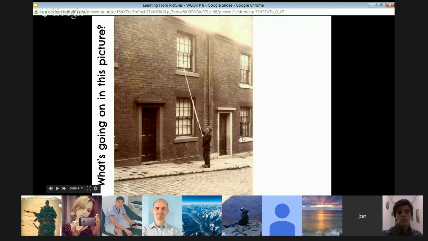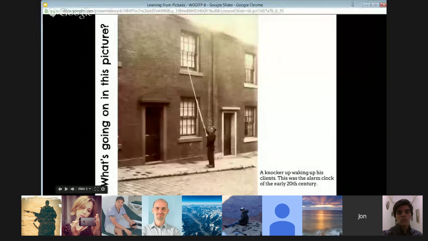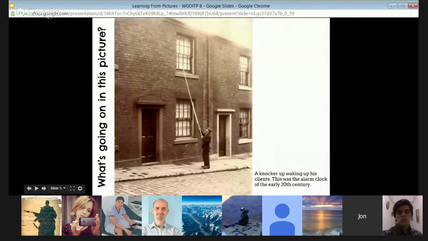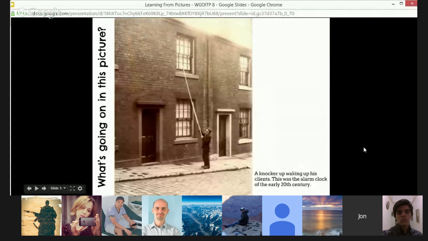Let's find out the truth. Can you read the caption for us? The real caption. Can you read it on the bottom left side? Look on the bottom left side of the photo. A knocker up, waking up his... Let me see if I can make it go a little higher. Can you see it now? Yes. A knocker up, waking up his clients.